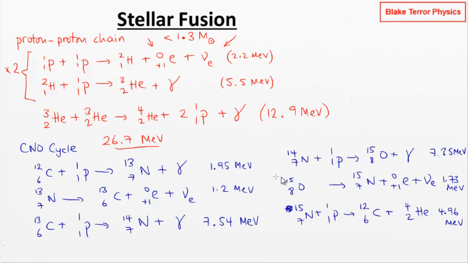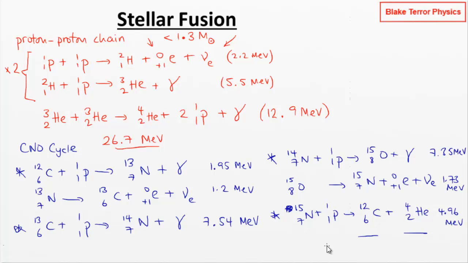So we've got these 6 steps. 2 of them are beta plus decays. The others are just combining these protons in. So we're adding in a proton here, a proton here, proton here, proton here. That's our 4 protons in, and we've ended up with our helium-4, and the carbon-12 has come back again.